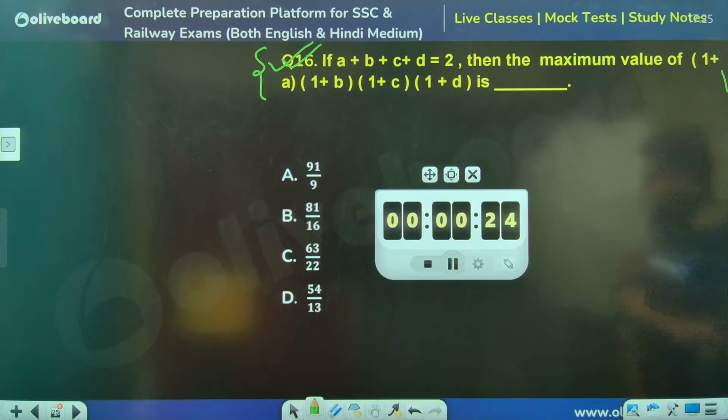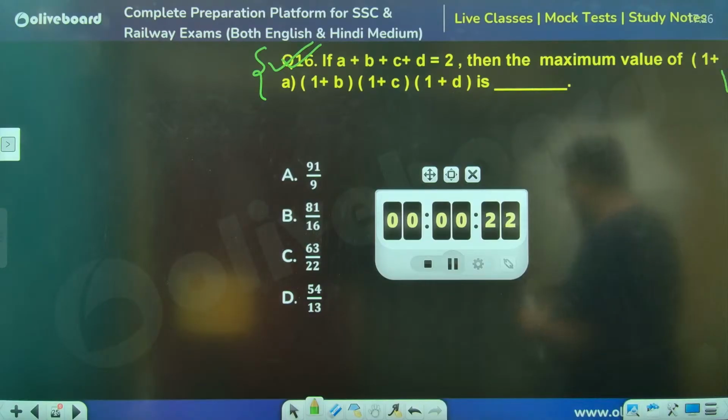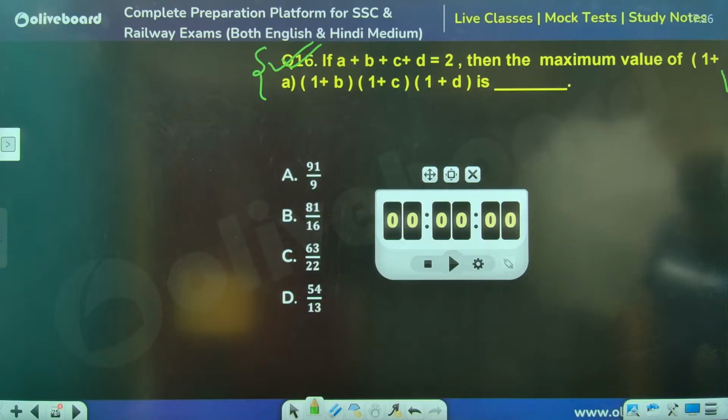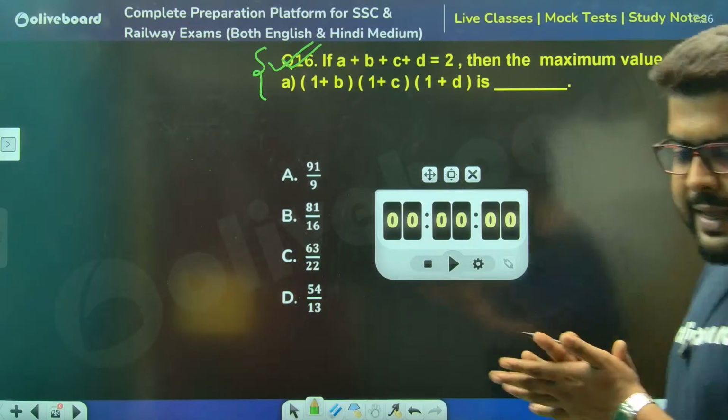You have to do these types of questions, very innovative, out of the box, not your regular basic questions. Any answers, sir?